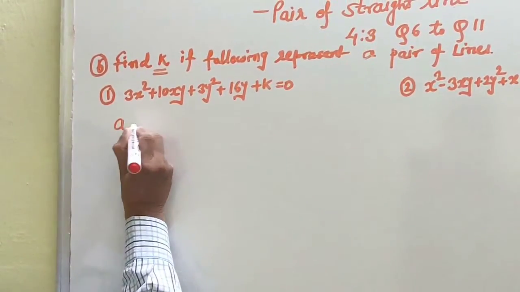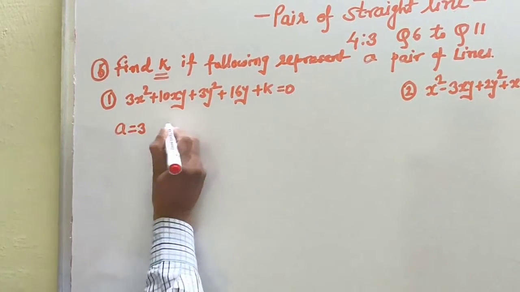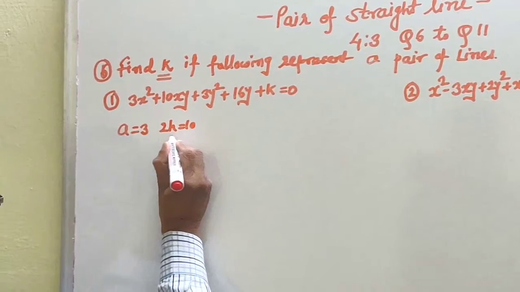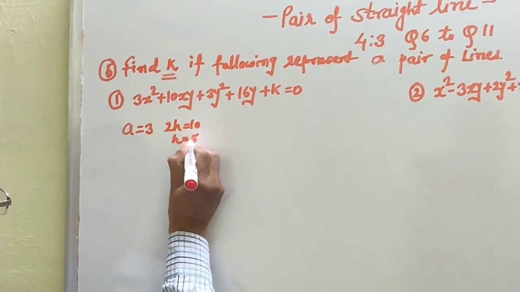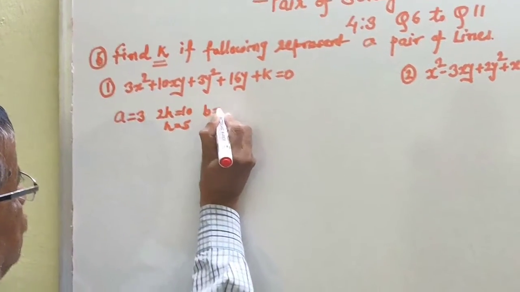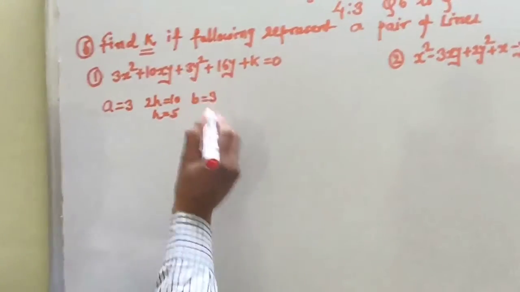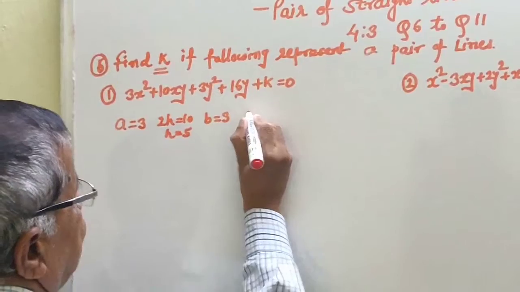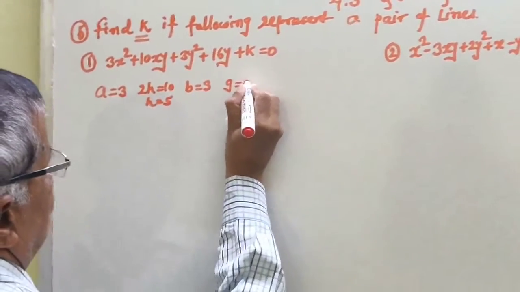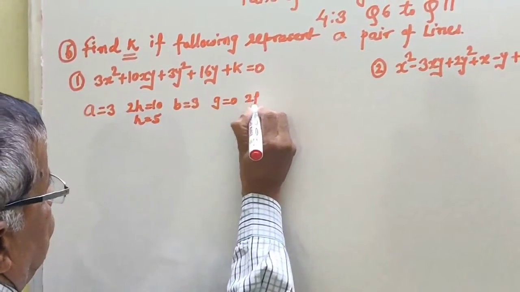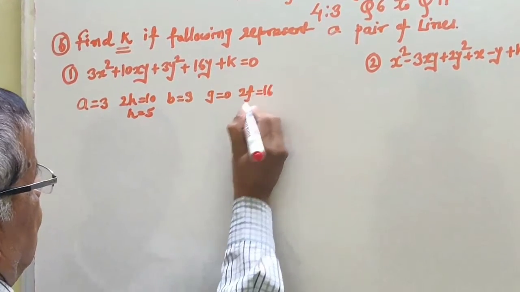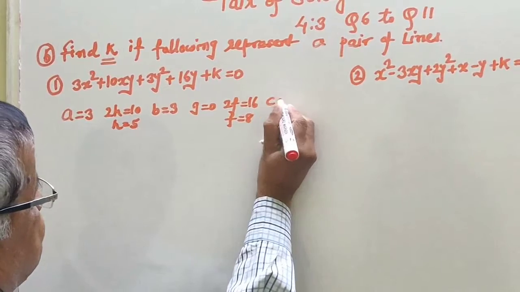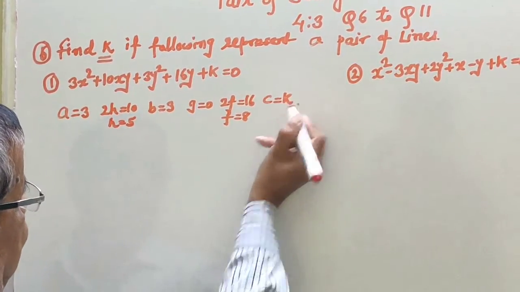So I get a = 3. 2h = 10 means h = 5. Now b = 3. Here the x term is missing, so what will come here? g = 0. Now 2f = 16, so f = 8, and c = k.